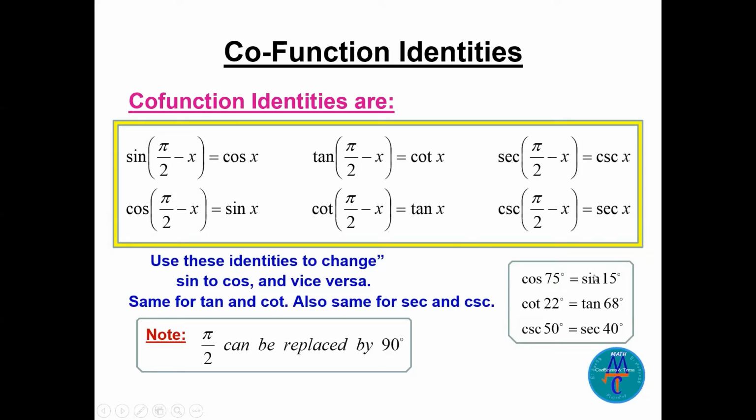See, look at this example here. If we have cosine 75, see, this is cosine of x. So I can put here in the x 75, 90 minus 75 is 15. So cosine 75 degrees, the value is the same as sine 15 degrees. You can use that in any question you like. Or cotan 22 degrees. So I can put here 22 degrees, 90 minus 22 degrees will be tan 68. And also cosecant 50 will be secant 40.